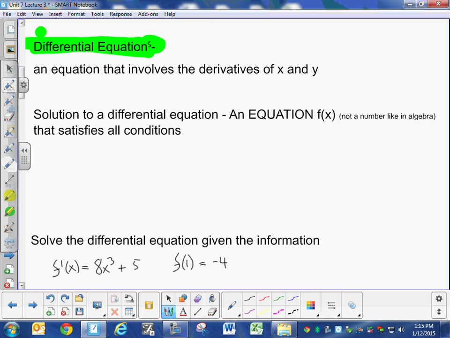What is a differential equation? It's an equation that involves derivatives in x and y. It's really a tough way to explain it. Really, it's the solution to a differential equation that's important. A solution to a differential equation is an equation, not a number like in algebra. It's an equation that will satisfy all of our conditions.